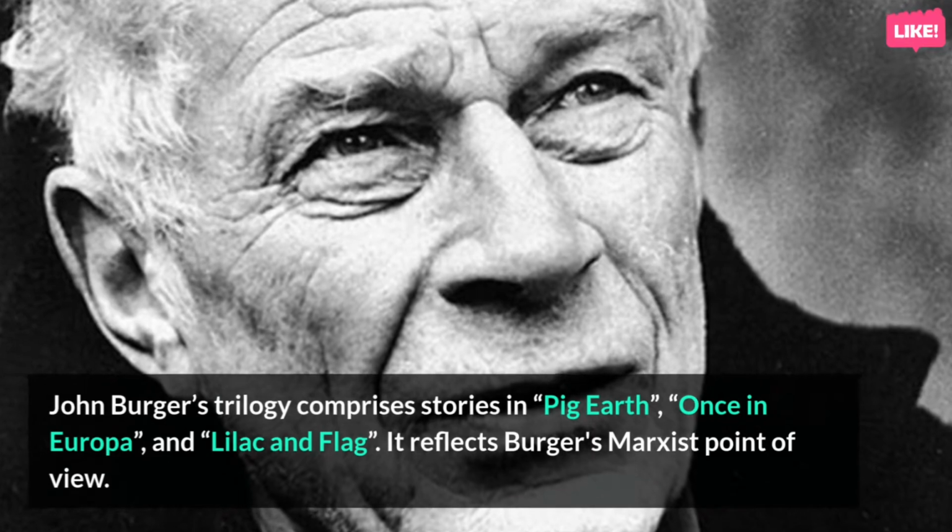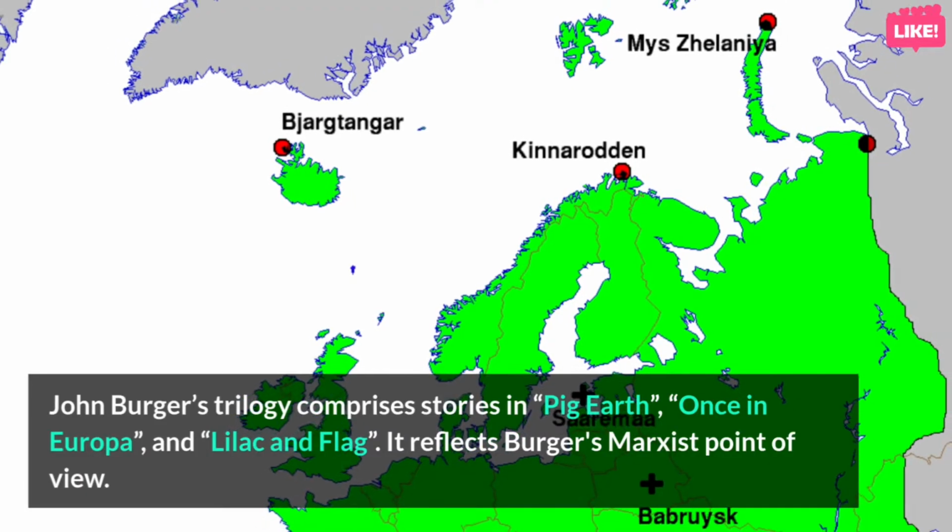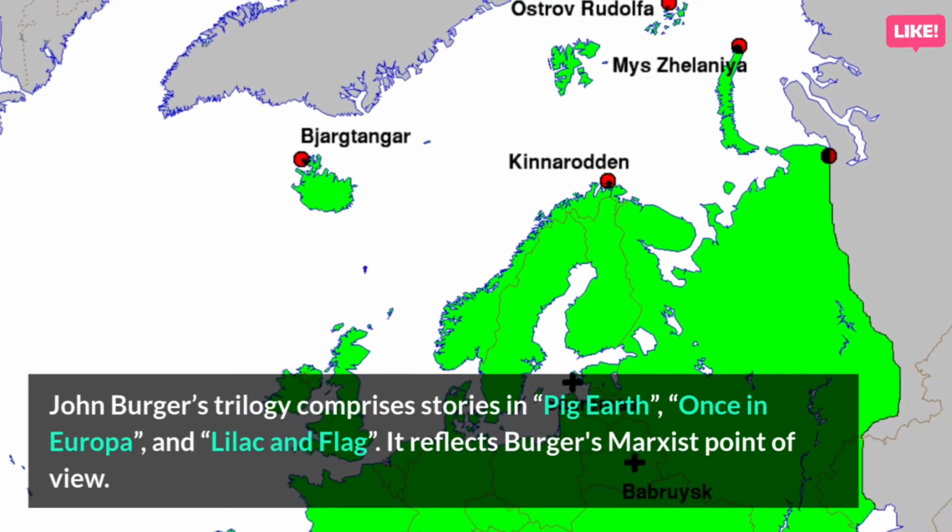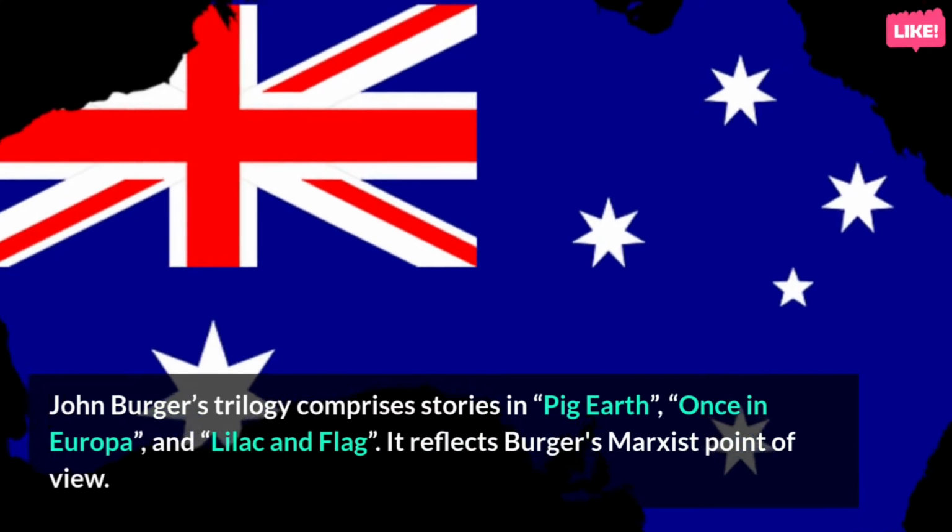John Berger's trilogy comprises stories in Pig Earth, Once in Europa, and Lilac and Flag. It reflects Berger's Marxist point of view.